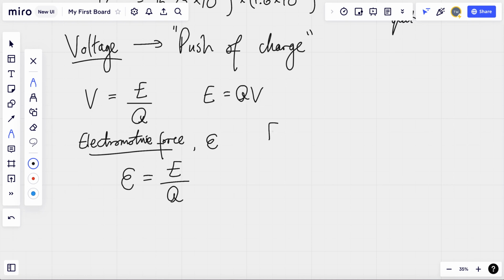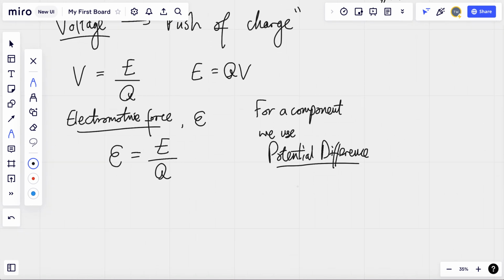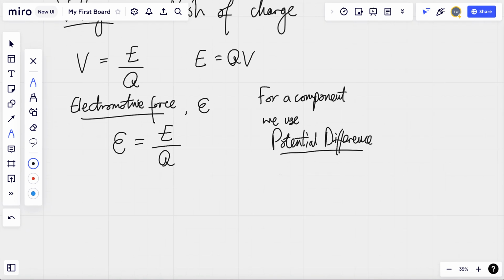And the final way of defining voltage is probably the correct way. For a component, if you're actually considering an individual component, we use something called potential difference. This is the best way of describing voltage, because it's the sort of push either side of a component. If I have a component in a circuit, whatever it is, it could be a bulb.